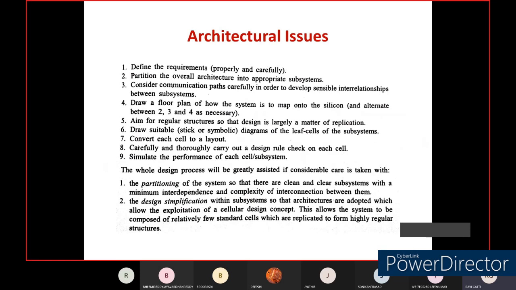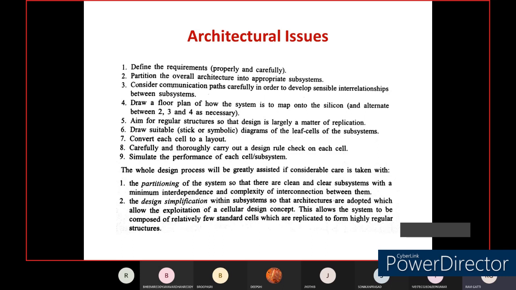The next one is regularity. Floor planning will assist the regularity of the structure. Regularity is nothing but the number of transistors you are going to place in a unit surface area. The more transistors you place in a unit surface area, the more the regularity of the system increases, so that you can minimize the miniature size of the subsystem.